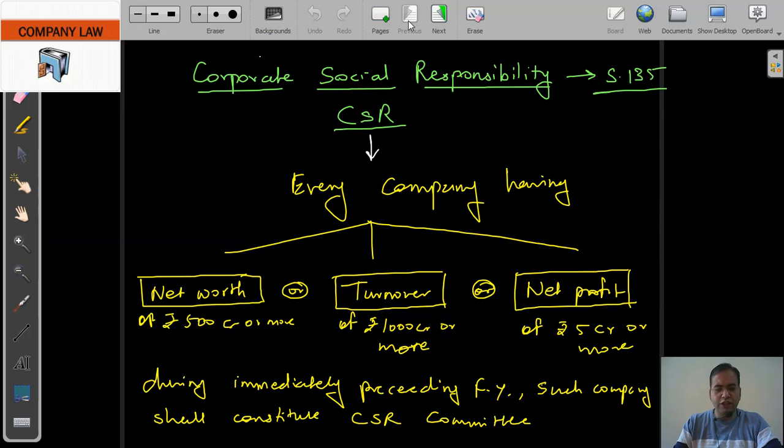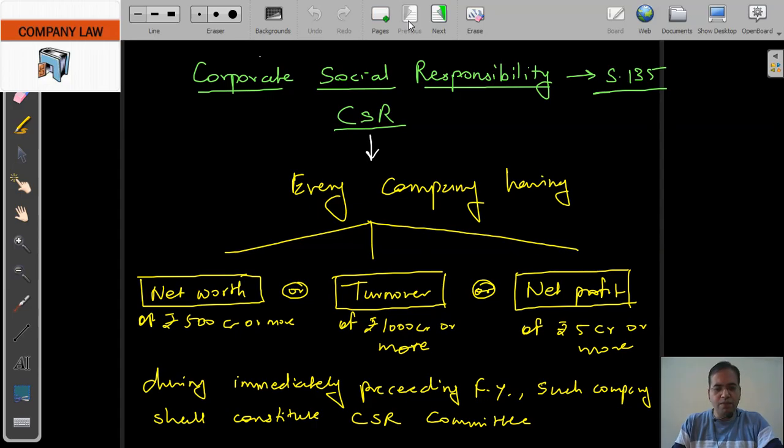This is the definition of net worth which is given under section 2 subsection 57 of the Companies Act, whereas turnover is basically the sales of the company. One general definition we can take. And net profit, as we know, has to be calculated as per section 198 of the Companies Act.